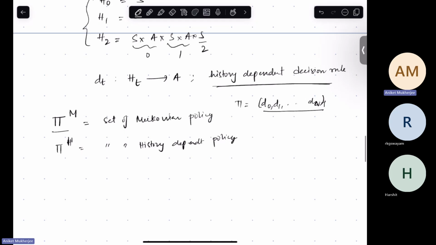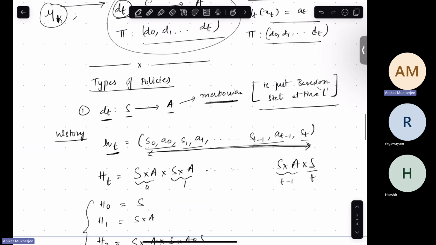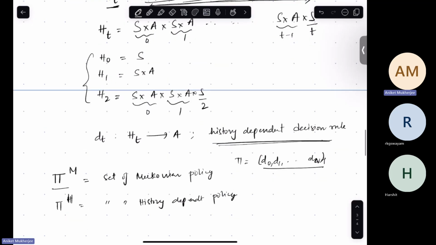Okay, so one observation that you can see here is that Markovian is basically a special kind of history dependent policy, but instead of depending on the entire history, it just depends on the last vector. So it ignores the whole history behind and just depends on the latest information that you have. Is that clear?